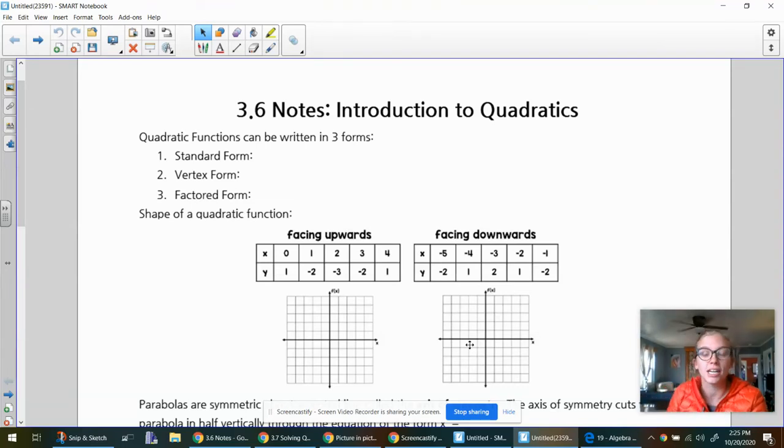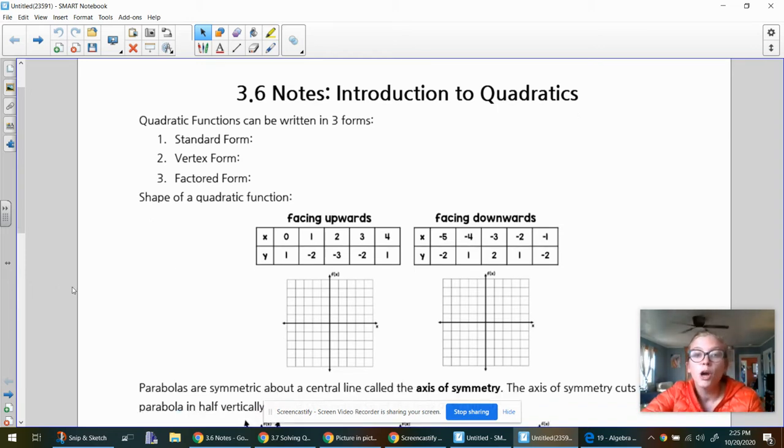Today we're going to be talking about an introduction to quadratics. So we're going to talk about the three forms of quadratics, their shape, and how we calculate different pieces of quadratics. This is going to be a two-part video. The first part of the video, we are going to talk about the different components in a quadratic graph. And the second part of the video, we're going to be trying to graph a bunch of quadratic graphs based on some information. So let's go ahead and get started.